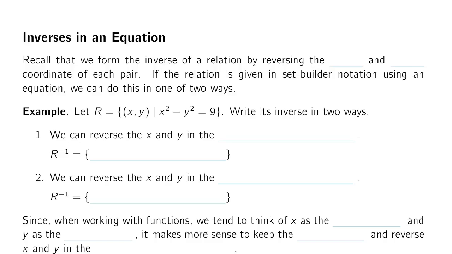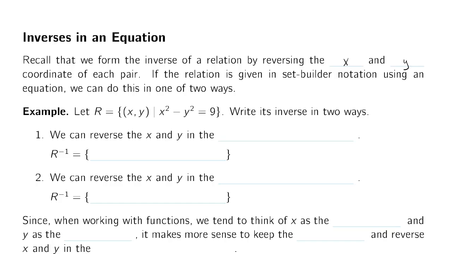How do we write the inverse of a relation that's been given as an equation? Well, recall that when we take the inverse of a relation, we want to swap the x and y coordinates of each pair. And the key thing to keep in mind here is that it's not the labels that we care about. It's not the label x and the label y. It's the pairs of numbers that we care about. We want to swap the order of the pairs of numbers. So how can we make that happen?